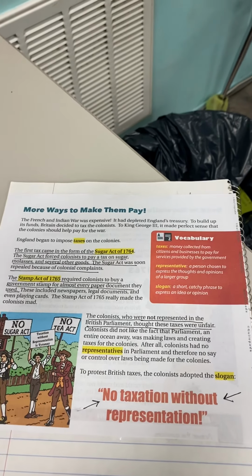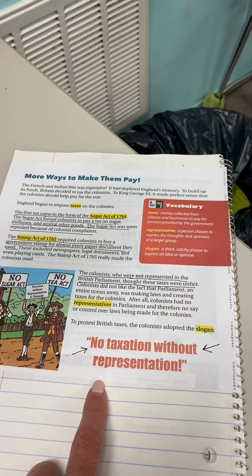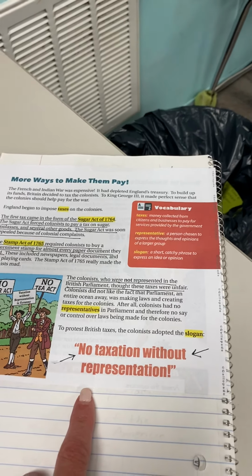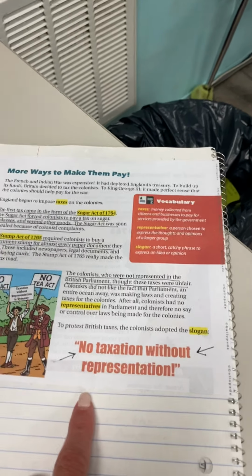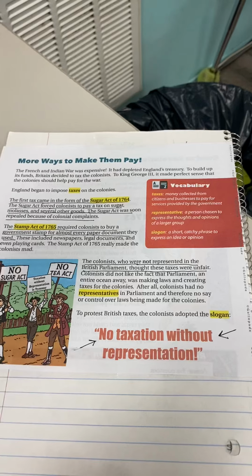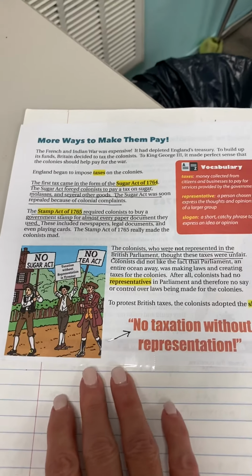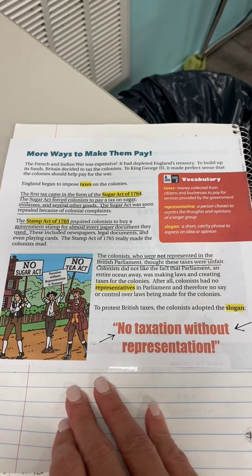So the colonists came up with a famous phrase called "no taxation without representation," which basically said we're not going to pay taxes if we don't have representation in the British Parliament. Now, these are just two of many taxes that are coming their way.